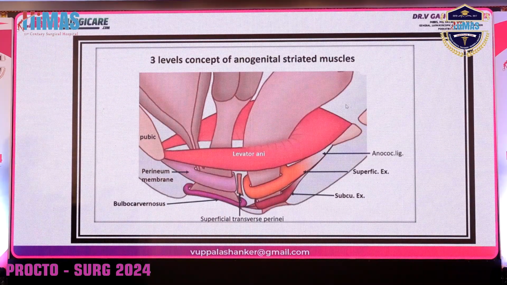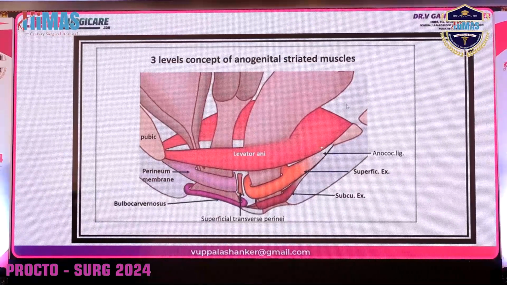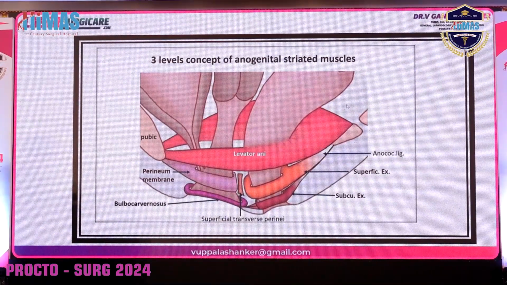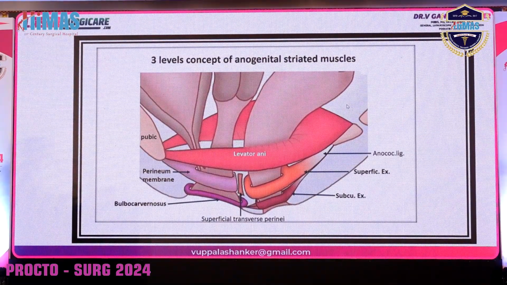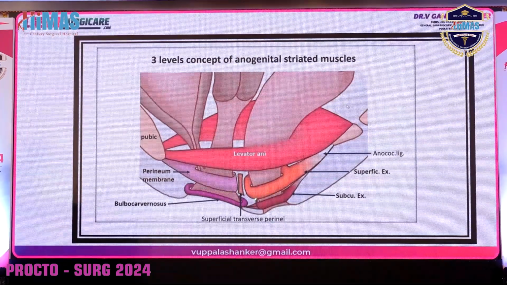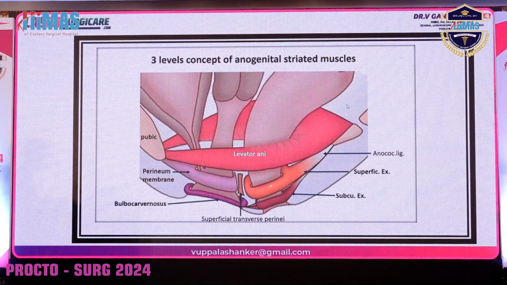This is a three-level concept of the external sphincter. This is a subcutaneous portion, superficial, and these are deep and levator ani. For all clinical, practical purposes, they are considered to be the same. The deep portion of the external anal sphincter is a part of the levator ani. The subcutaneous portion encircles all around, and the superficial portion, anteriorly, is related to the transverse perineal membrane and perineal body. Look at this. Posteriorly it forms the anococcygeal ligament.